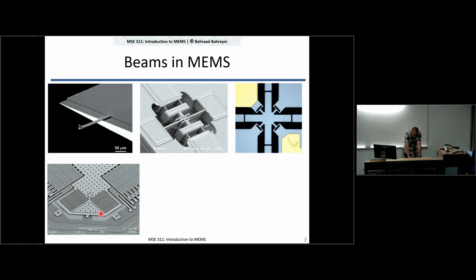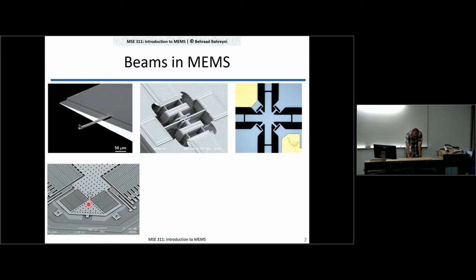You can see here two uses of beams. In one case, I have these straight beams, cantilevers. One end is connected to the substrate, the other end is free. Two of these beams side by side, if I move them closer or farther from each other, relative displacement between them, I can measure change in capacitance between them. So that's one application of the beams.